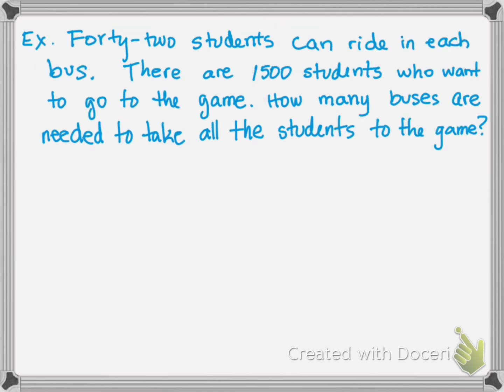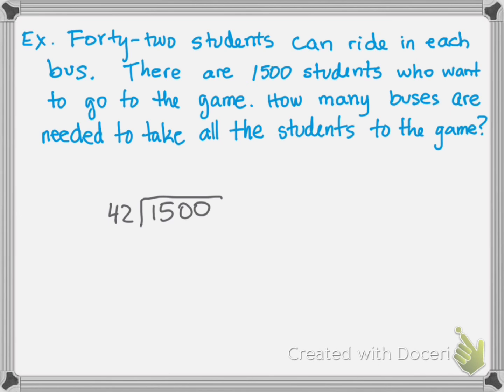In this one, it says 42 students can ride in each bus. There are 1,500 students who want to go to the game. How many buses are needed to take all the students? So in this case, I clearly have to divide, because I have a total and I have a part, and I need to know what is the other part.